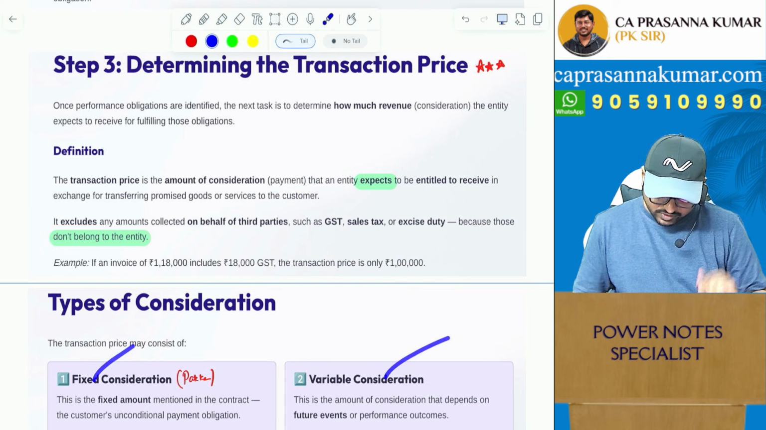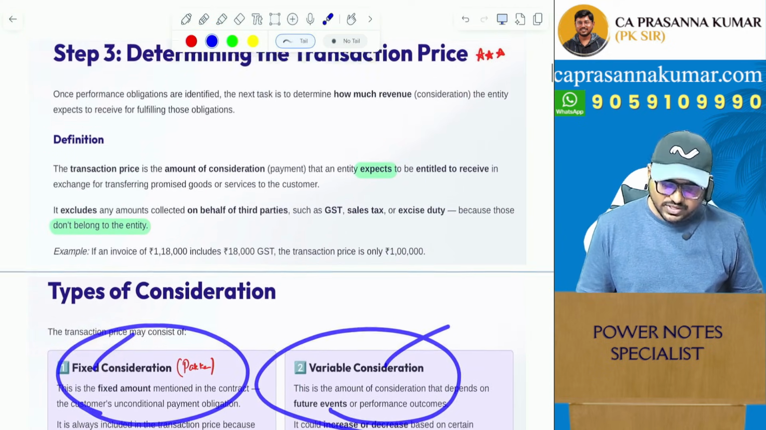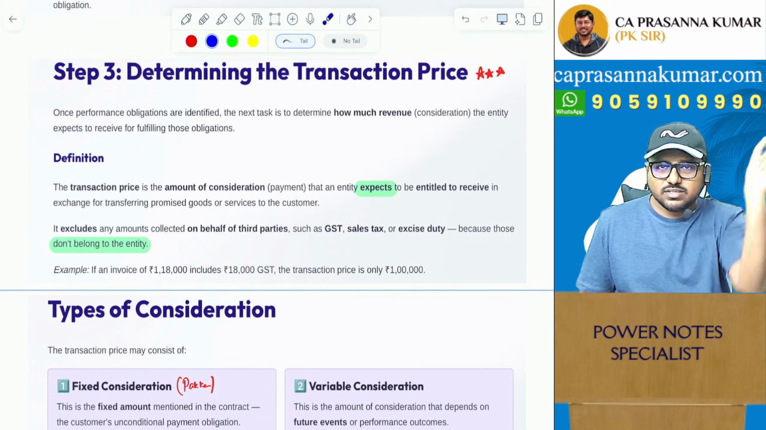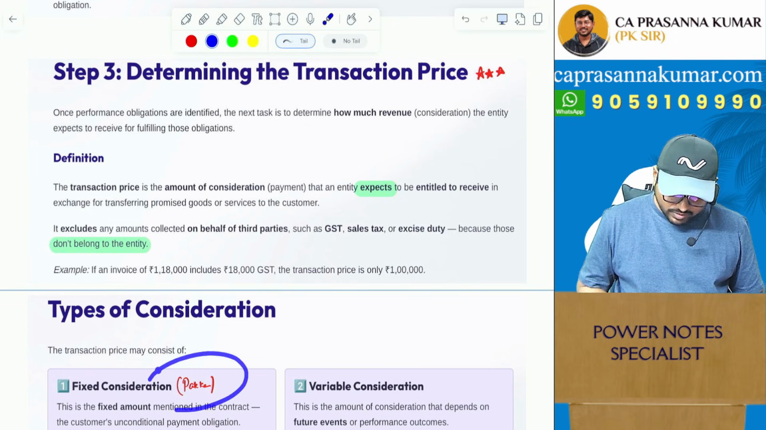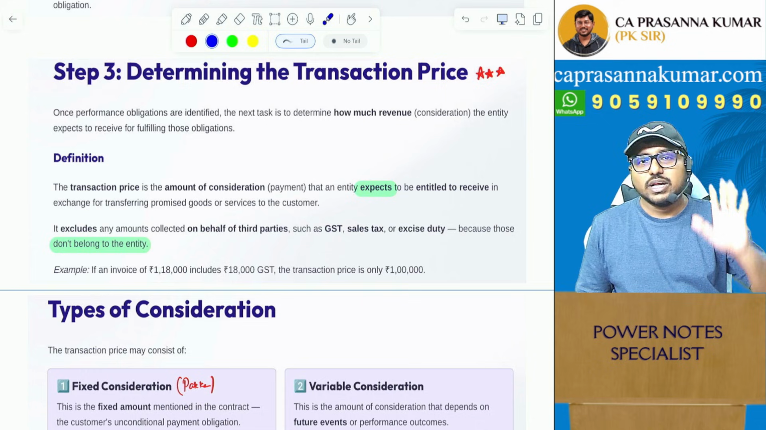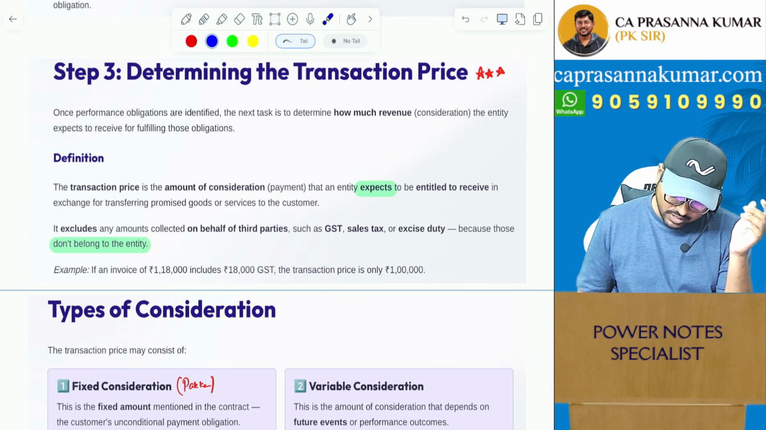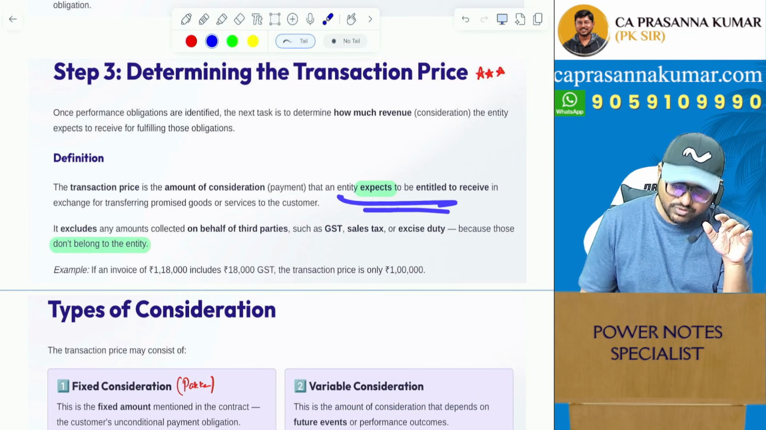Because there are two types of consideration. One is fixed, the other one is variable. With variable, there is always a question mark, so you expect this much to be received. Fixed consideration, there will be no doubt. That's why I've written here pakka. You'll get it for sure. There is no uncertainty. But when it comes to variable consideration, it is there. That's why we have used this particular word.